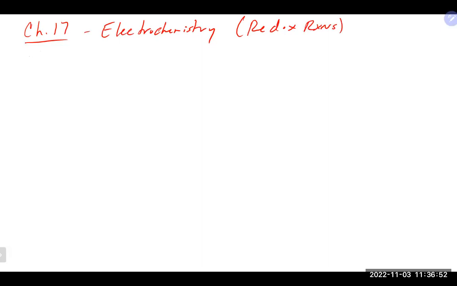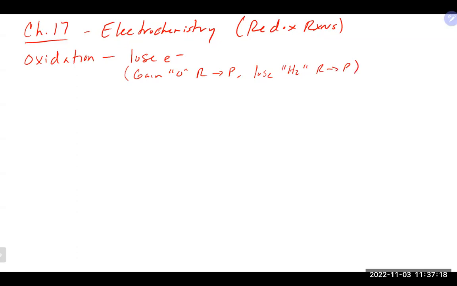So remember that when something goes through oxidation, there are several definitions, but the one we use the most is that it typically will lose electrons. Some other definitions of oxidation are the gaining of oxygen as you go from reactants to products, and also the loss of hydrogen as you go from reactants to products. But in general chemistry, the loss of electrons is the one that we focus in on.